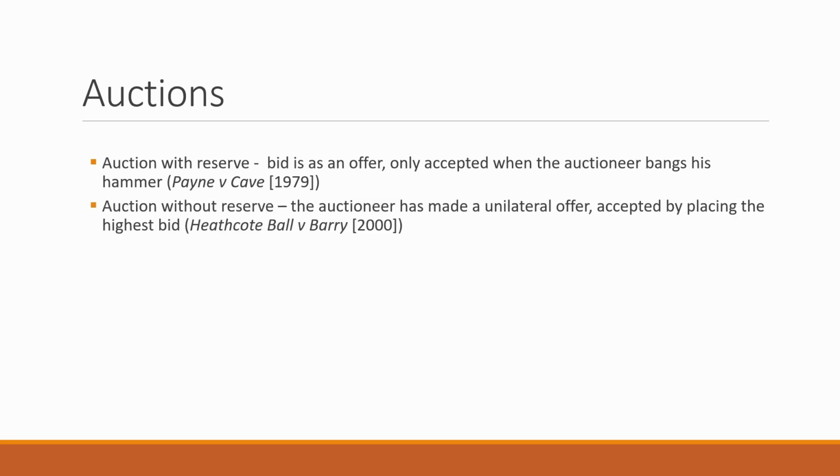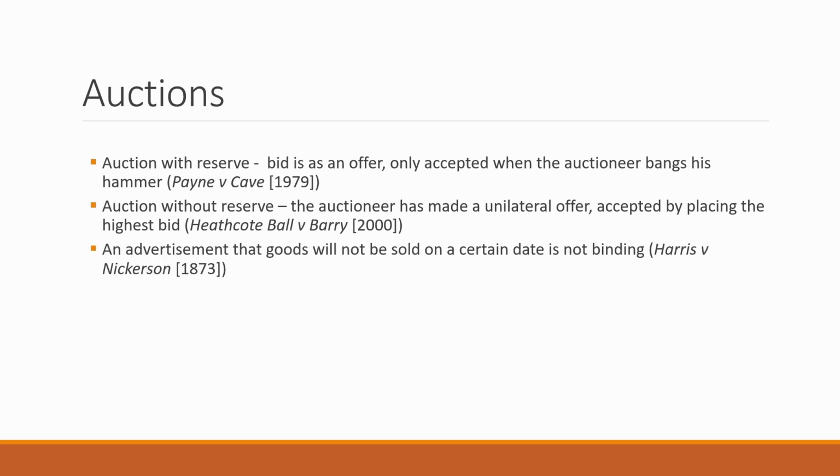Where the auction takes place without reserve, or in other words, where the item for sale will be sold regardless of price, the auctioneer has made a unilateral offer, which is subsequently accepted by the placing of the highest bid, as seen in Heathcote, Ball and Barry. An advertisement specifying that goods will be sold on a certain date is not a binding offer. This is an openness to negotiations, as considered in Harris and Nickerson.